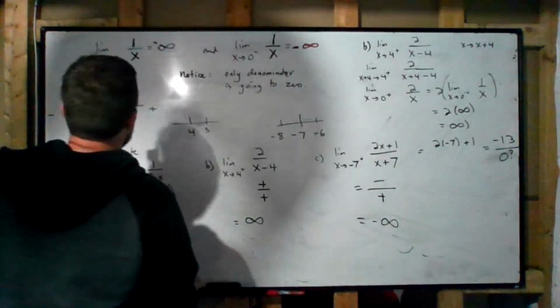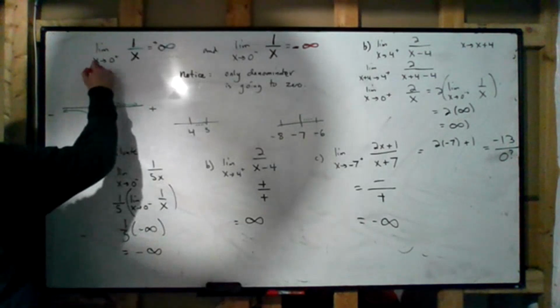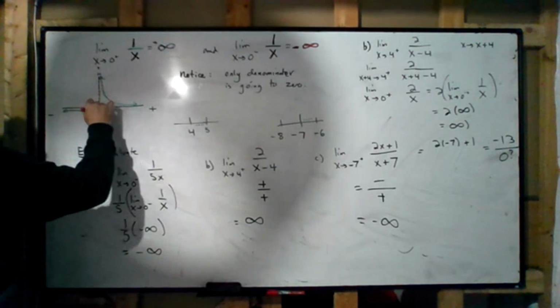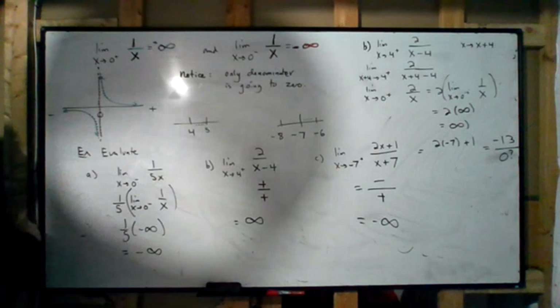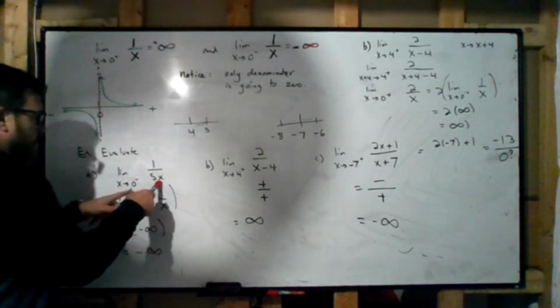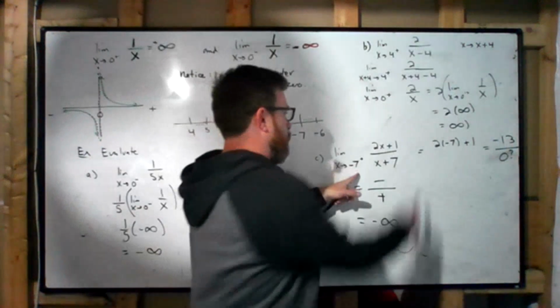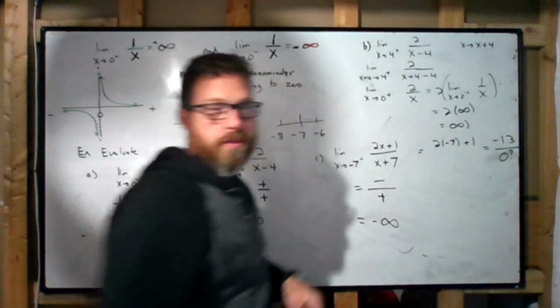The other limits are called vertical limits. They have vertical asymptotes. That's what's going on here. This thing has limits that go to plus or minus infinity because 1 over x has a vertical asymptote. So this has a vertical asymptote at 0. This has a vertical asymptote at 4 because I'm shooting off to infinity. And this function right here has a vertical asymptote at negative 7.